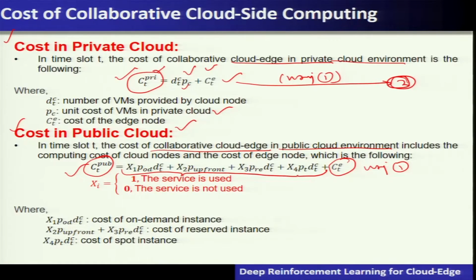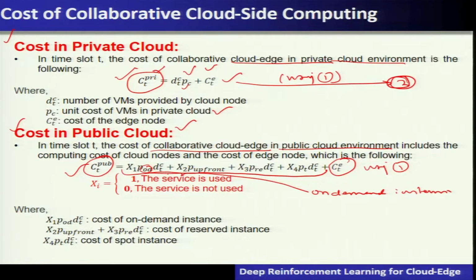public cloud. Now public cloud has different types of services to be offered. So for example, if it is on demand service, on demand instances, then it has a cost, that means how many virtual machines of this type, that is on demand instance type, are used, that is P of OD, and x1 means that this service is used, otherwise 0 will be fed.